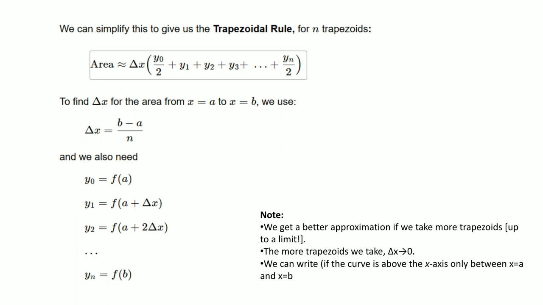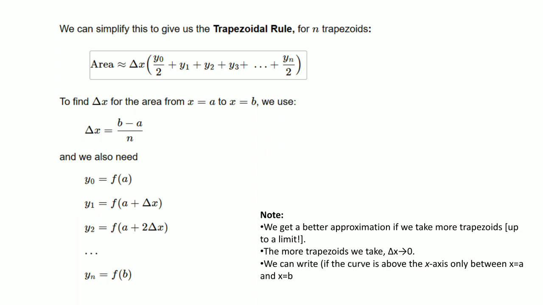Now we also need to find out the values of y0, y1, y2, y3 up till yn. So what is y0? y0 is equal to, in the given function, we have to replace the value of x by a.